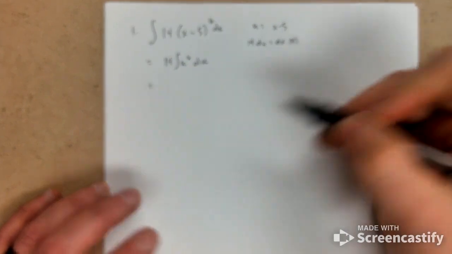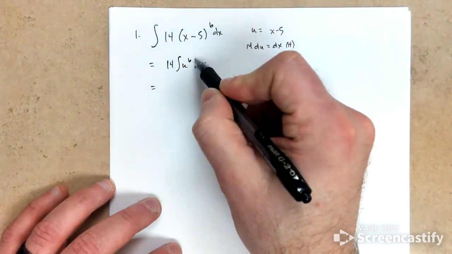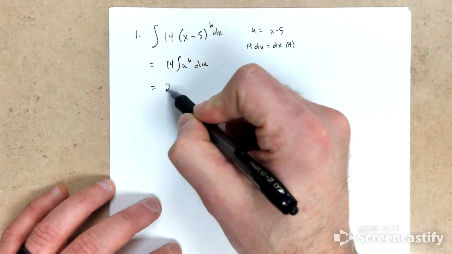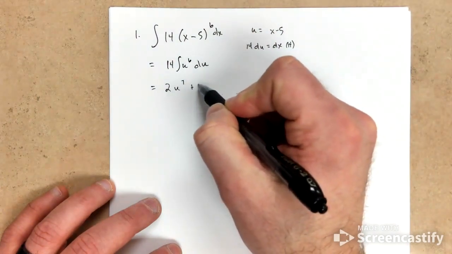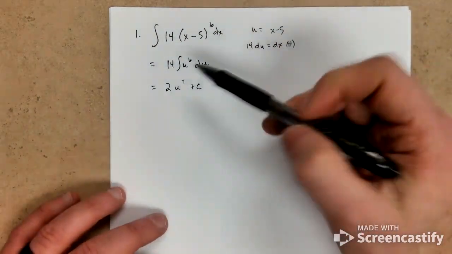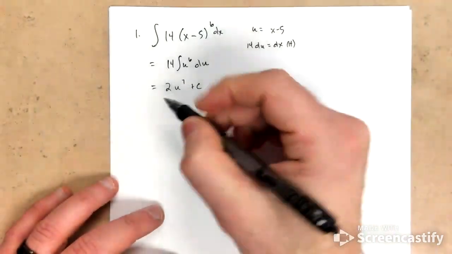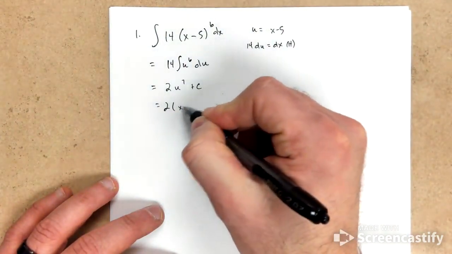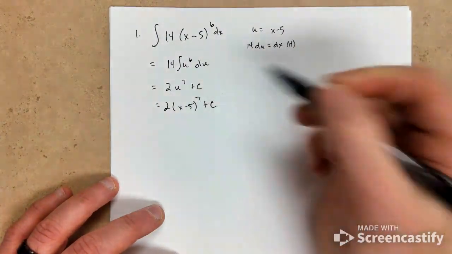Then we take the antiderivative: add 1, divide by the new. So adding 1 gives 7, divide by 7, which is going to be 2u to the 7th plus c. But we don't have our boundaries, so we have to go back to our x. This is going to be 2(x minus 5) to the 7th plus c.